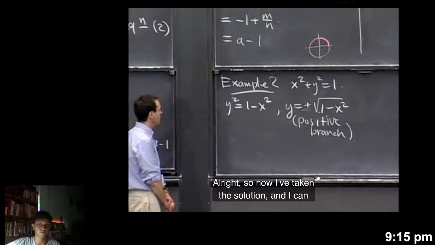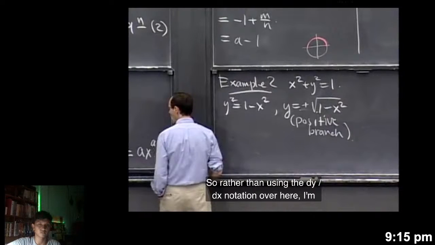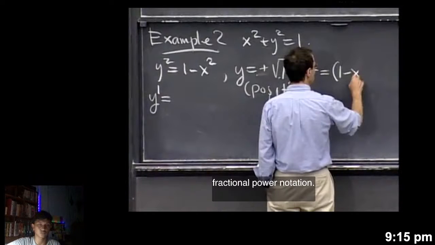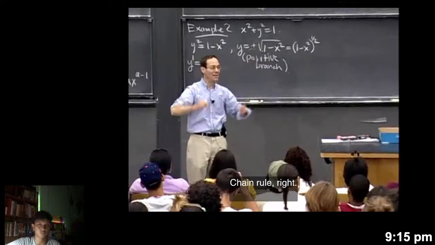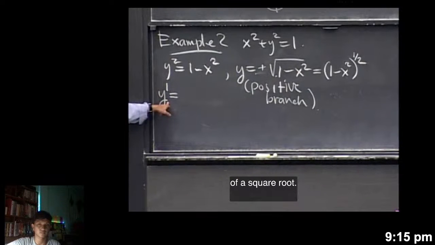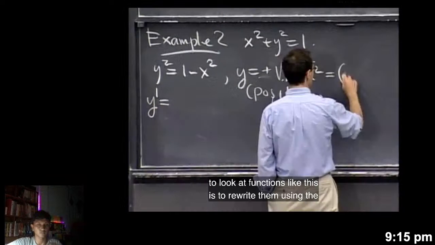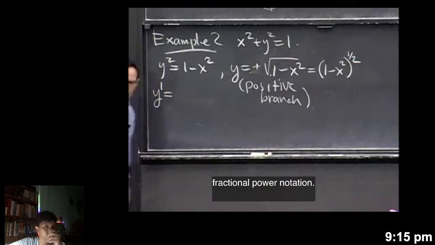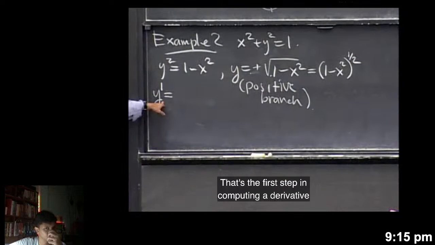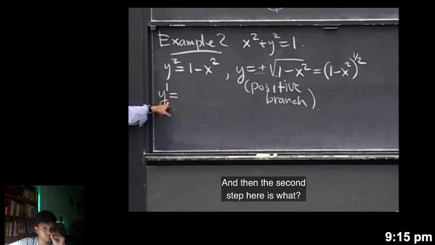So rather than using the fractional, somebody want to tell me? What? Chain rule. Yeah, that's a step in computing a derivative of a square root. And then is to rewrite them using the fractional power notation. All right, that's the first step in computing a derivative of a square root. And then the second step here is what? Somebody want to tell me? What? Chain rule. Yeah, that's good.